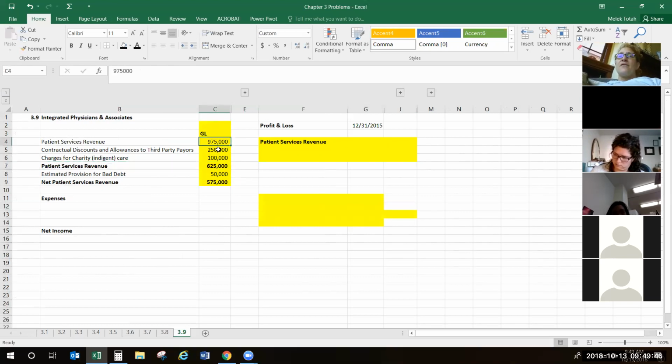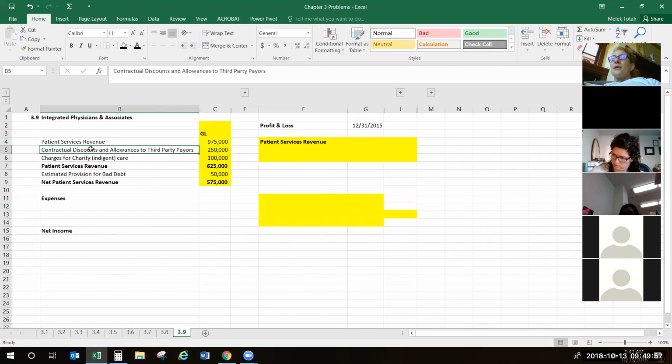It has to be net of all the contracted discounts, okay? Because that's what you're legally obligated to charge. So just remember, when something's contractual, it means you're legally obligated to charge that rate. And so therefore, you should always be using contracted rates when you show a P&L.